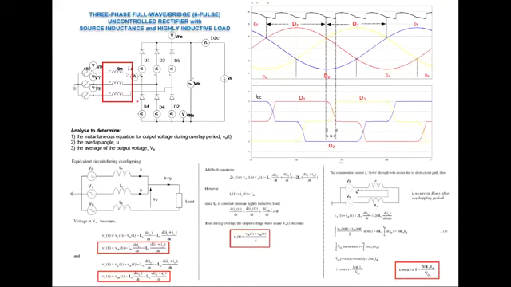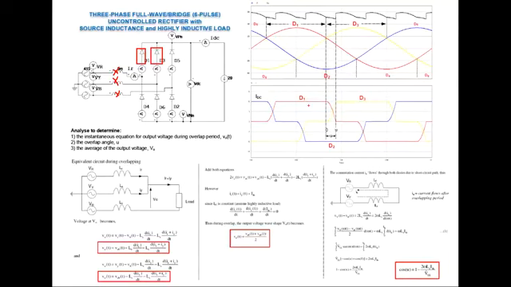Okay, so to understand the circuit operation, let's consider that we are focusing on the transfer of current from D1 to D3, right at this particular intersection between the red and yellow phase voltage. So without the source inductance here, the transfer of current from D1 to D3 happens instantaneously, isn't it?